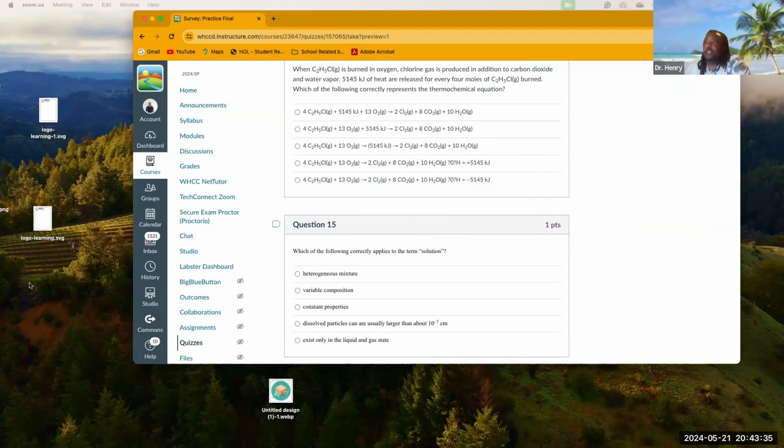Okay, so when C2H5Cl is burned in oxygen, chlorine gas is produced in addition to carbon dioxide and water vapor. 5,145 kilojoules of heat are released from every 4 moles of C2H5Cl burned. Which of the following correctly represents the thermochemical equation?